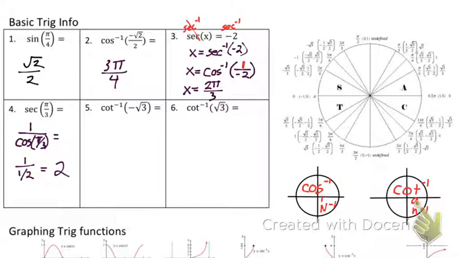So I have cotangent inverse of square root of 3. We're just going to say this is the exact same thing as tangent inverse of 1 over square root of 3. If I multiply the top and bottom by square root of 3, we're going to see this is really the same thing as saying tan inverse of square root of 3 over 3. And square root of 3 over 3, we know tangent exists in these two. So square root of 3 over 3 happens at pi over 6. So this answer is going to be pi over 6.